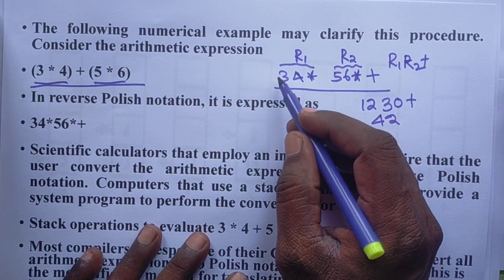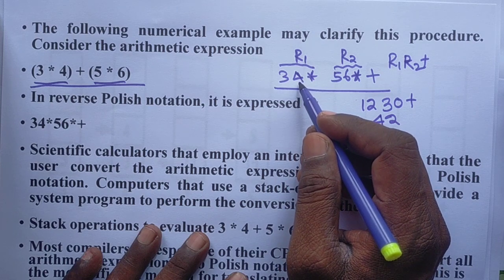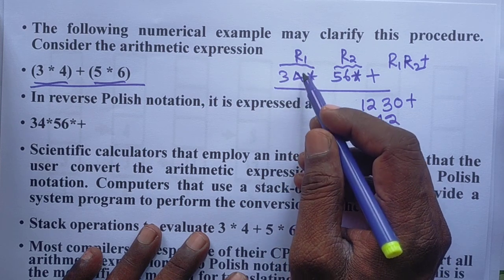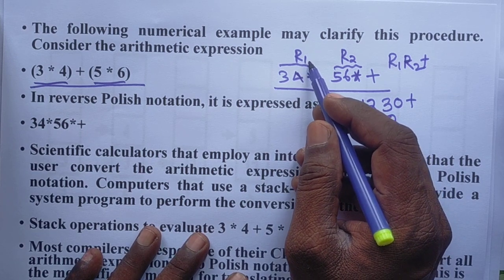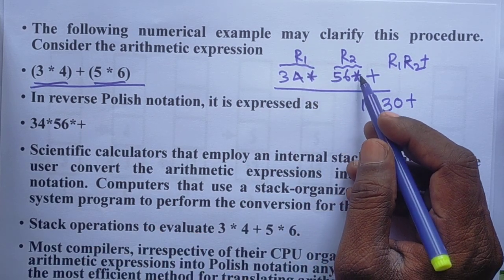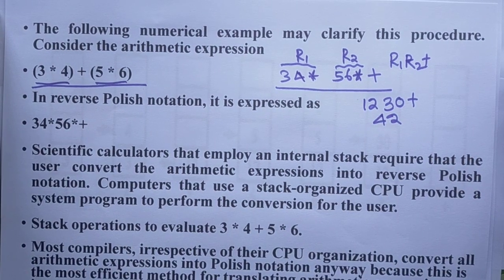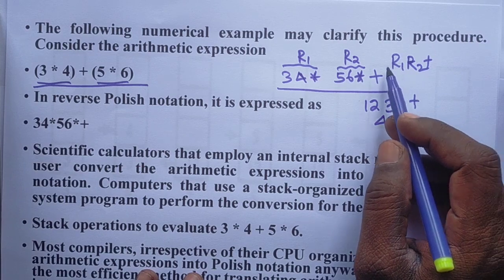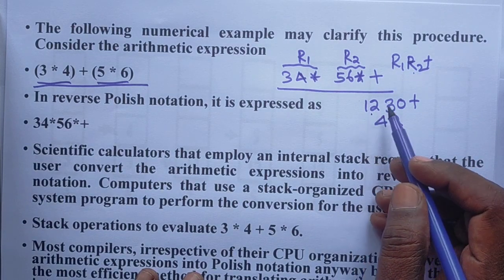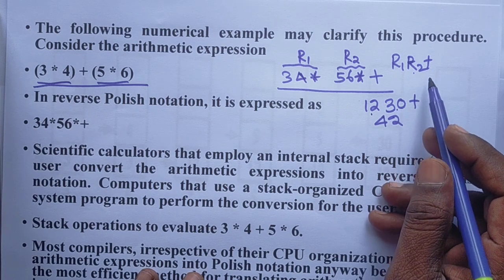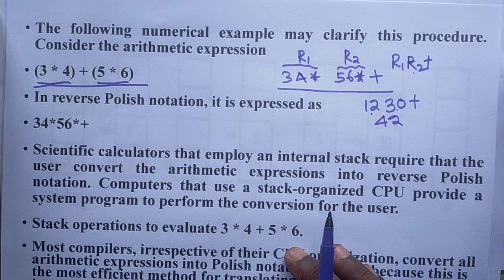So scan from left to right, whenever an operator comes, then what happens? It will evaluate immediately and store the result. Suppose R1; here is another operator, that is the operation 5 into 6, and store the data, that is R2. Again the concept is like this: R1 R2 plus. R1 is already there, 12, and R2 is 30, and plus is there, so the total is 42. So this kind of result we can get.